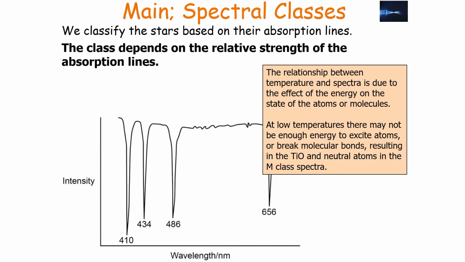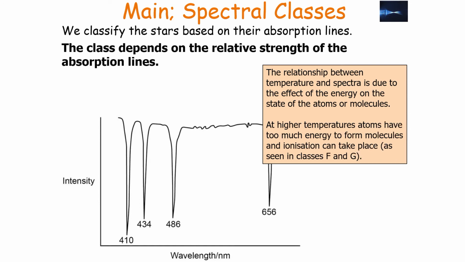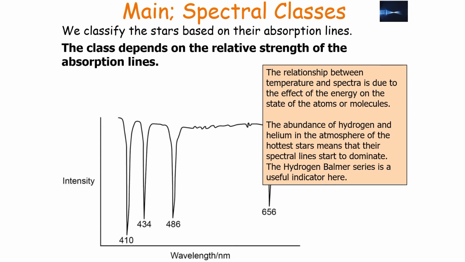Now, at low temperatures, there may not be enough energy to excite atoms or break molecular bonds, resulting in molecules found in the spectral lines of the very cool stars. Now, at higher temperatures, atoms have too much energy to form molecules and ionization can take place, so you can see absorption lines of ions. Now, the abundance of hydrogen and helium in the atmosphere of the hotter stars means that these spectral lines start to dominate, and the hydrogen Balmer series is a useful indicator here.